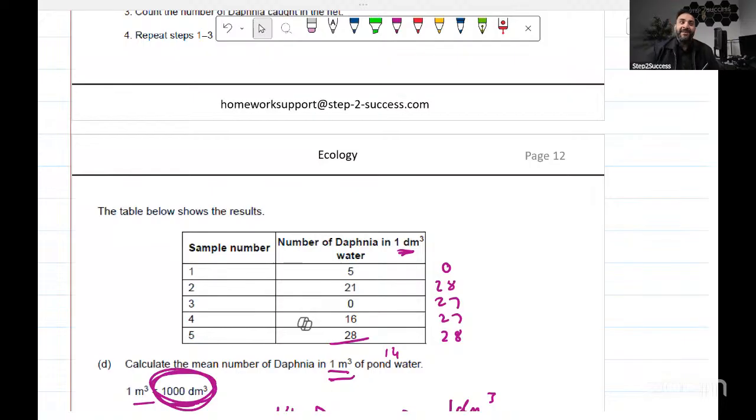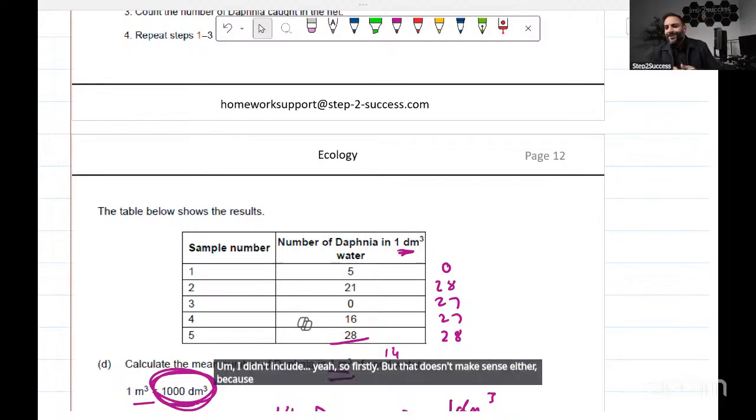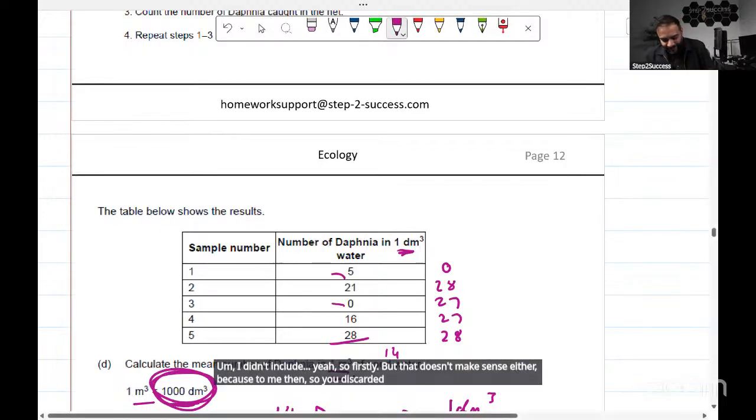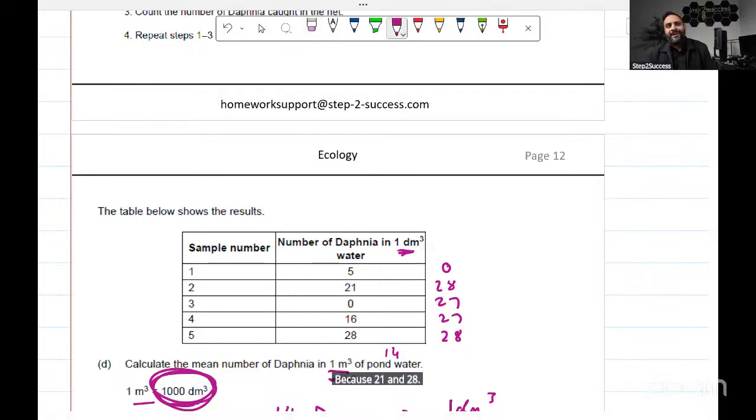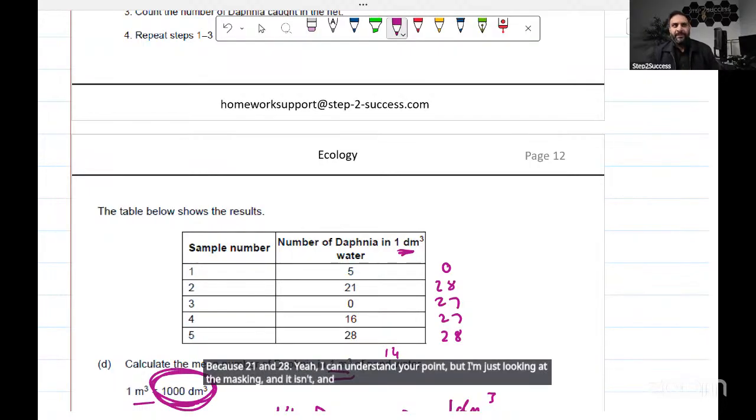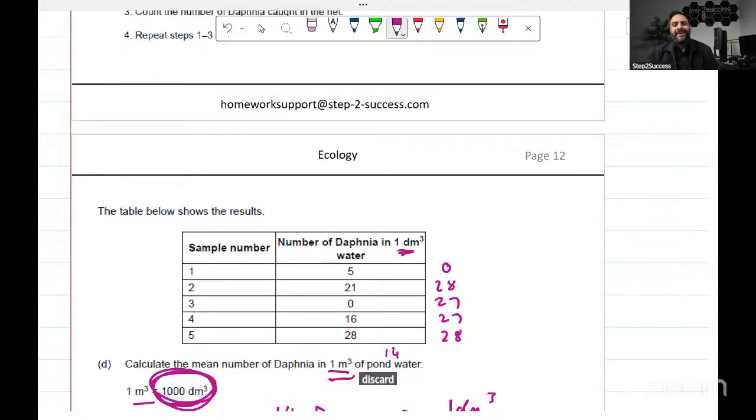I didn't include, yeah. But that doesn't make sense either, because to me, if you discarded five and zero, I would argue, why did you include 16? Because 21 and 28, like, yeah, I can understand your point, but I'm just looking at the mark scheme and it isn't. I wouldn't have discarded here, because it's a very specific situation when all of the numbers are very close together and one of them is miles away. That's an anomalous result. I don't think there is an argument that any of these are anomalous.